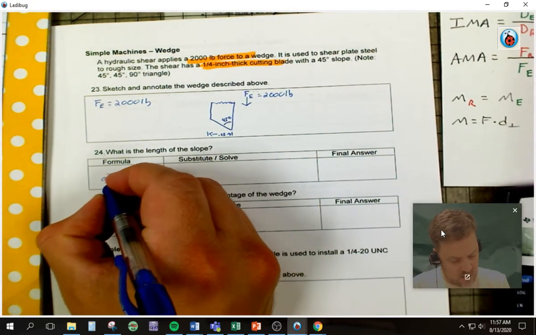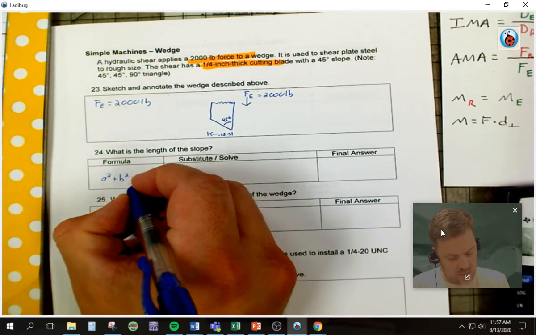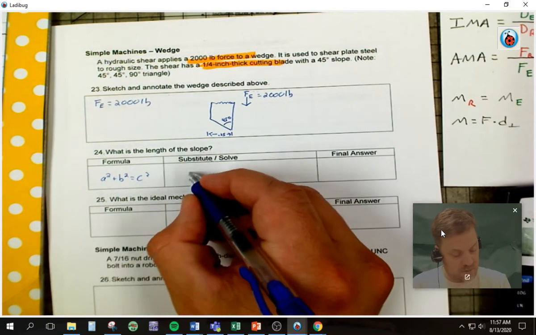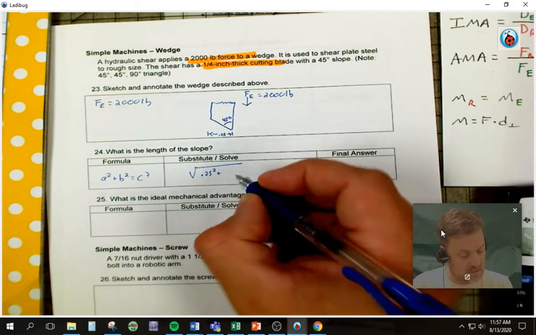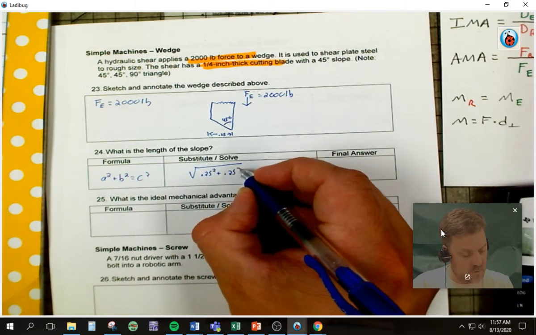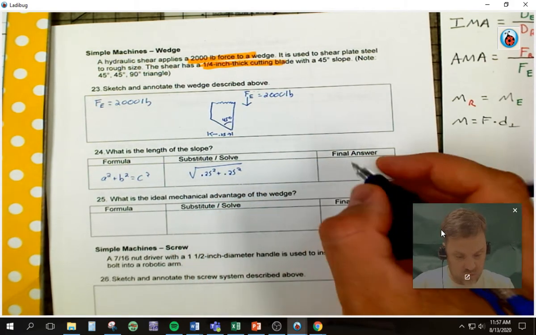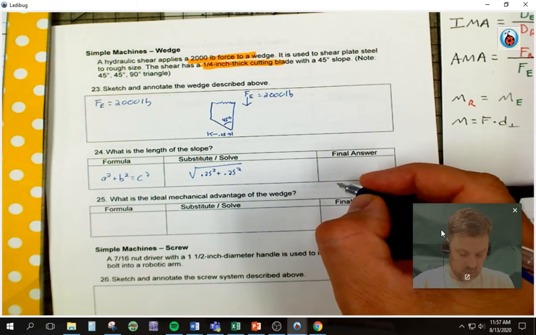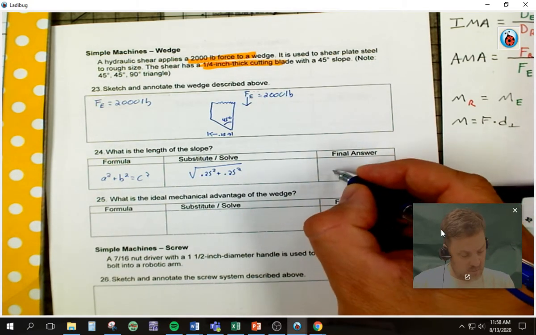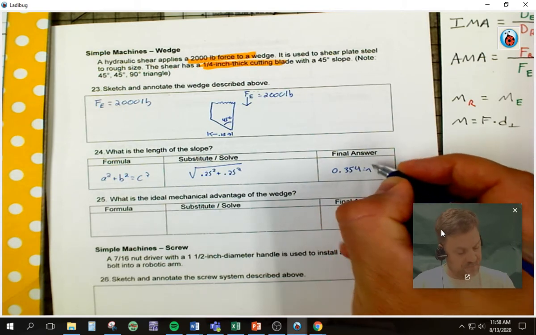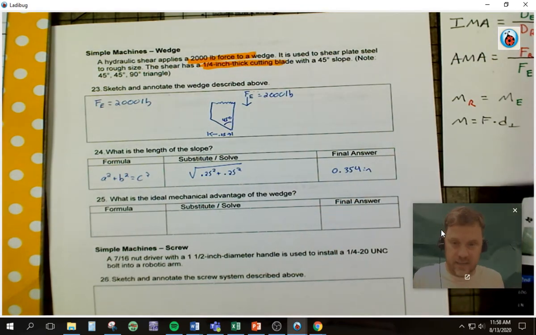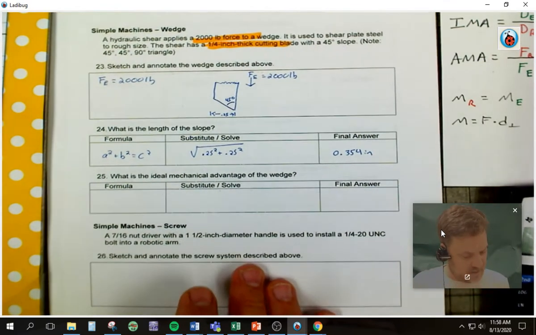So it's a squared plus b squared equals c squared. So you put that in your calculator, you're going to say 0.25 squared plus 0.25 squared, and that's going to give you 0.354 inches. And then we never do anything else with that again. Just practicing, I guess, doing some Pythagorean theorem.